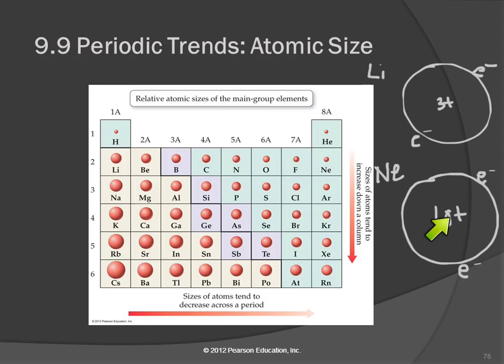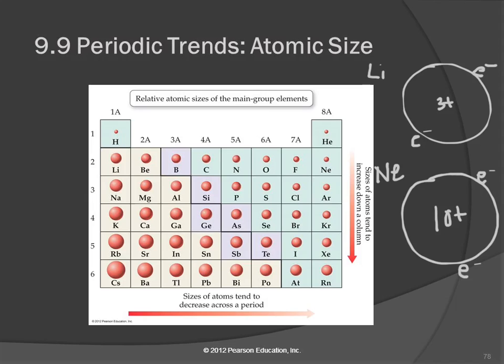It's a little bit like the force of gravity. If you think about gravity and the energy of an orbit of a satellite, if the planet has more gravity, it's going to pull those orbiting objects in closer. So because the charge on the nucleus increases as we go across, the electrons get pulled in closer and closer.